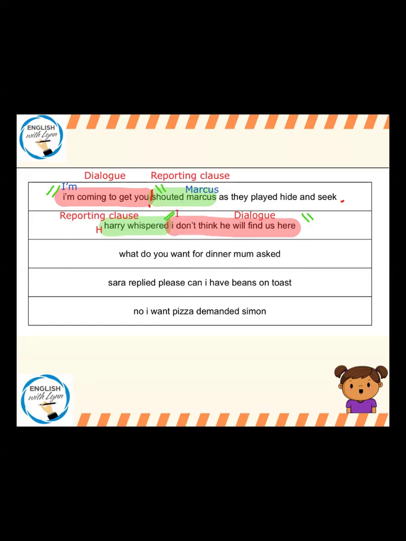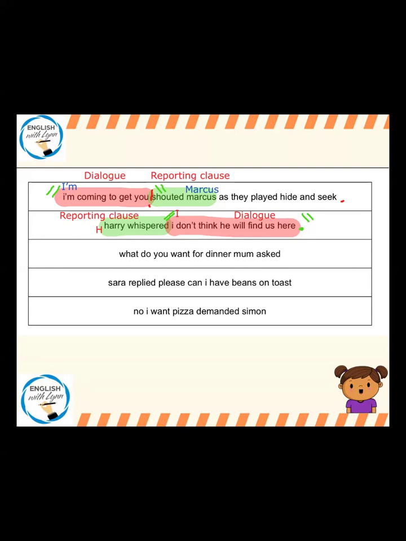So there you go, above it. And then, "I don't think he will find us here." Because he is whispering it, that just needs to be a full stop at the end. Okay, so because it's the end of the sentence, it is a full stop. If it was the other way round, "I don't think he will find us here," Harry whispered, you would need a comma for that part.